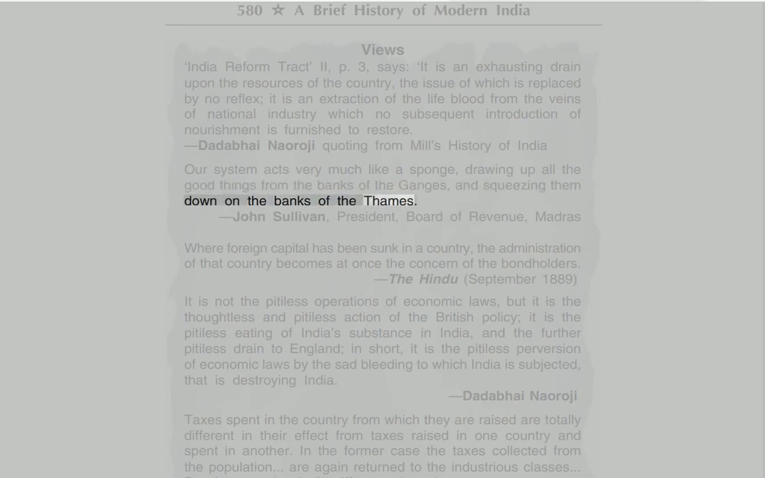John Sullivan, President, Board of Revenue, Madras: Where foreign capital has been sunk in a country, the administration of that country becomes at once the concern of the bondholders. The Hindu, September 1889: It is not the pitiless operations of economic laws, but it is the thoughtless and pitiless action of the British policy. It is the pitiless eating of India's substance in India, and the further pitiless drain to England. In short, it is the pitiless perversion of economic laws by the sad bleeding to which India is subjected, that is destroying India. Dadabhai Naoroji.